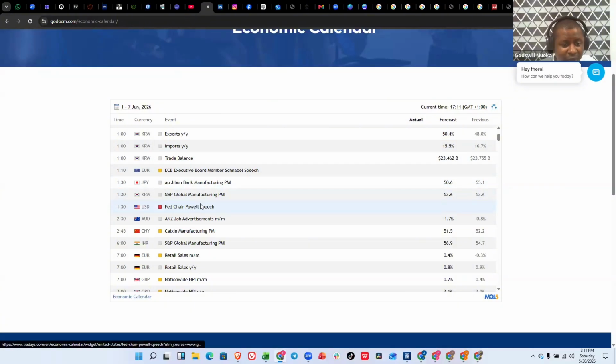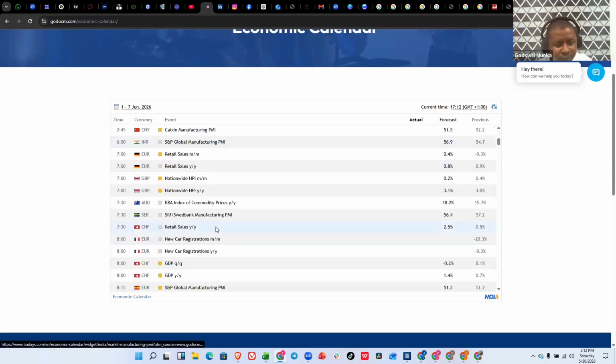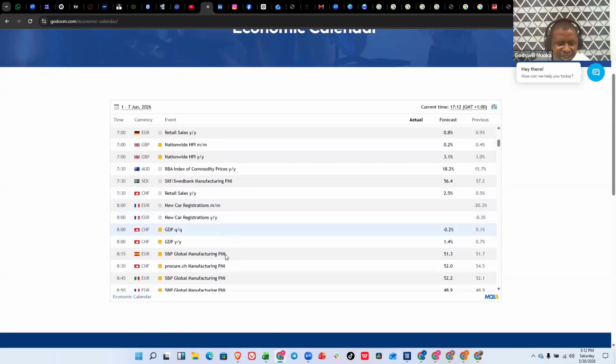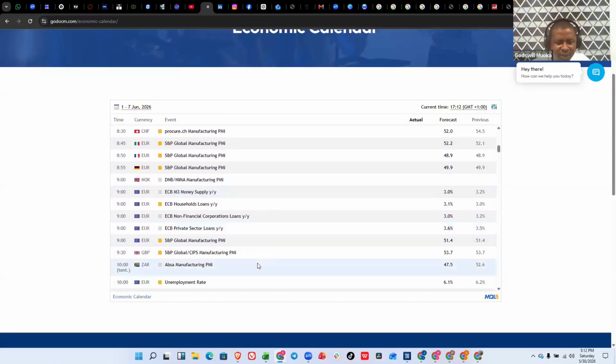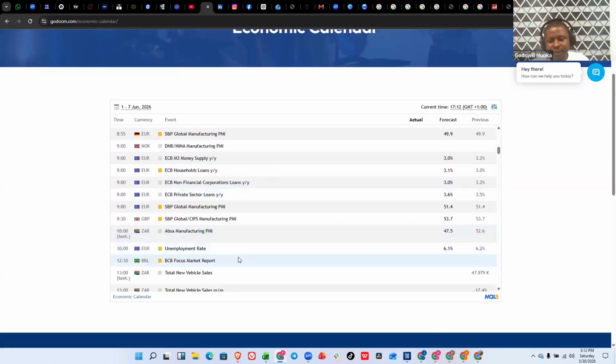on Monday, we'll have PMI data from Japan and speeches from central bank governors and board members from the ECB, and from the United States, we have the Fed chair, Jerome Powell, speaking. We have retail sales data from Germany, retail sales data from Switzerland, and also GDP data from Switzerland as well, and PMI data from Switzerland. These are important data. PMI from the UK and also from the EU, and also unemployment rates from the Euro area. So these are important data.